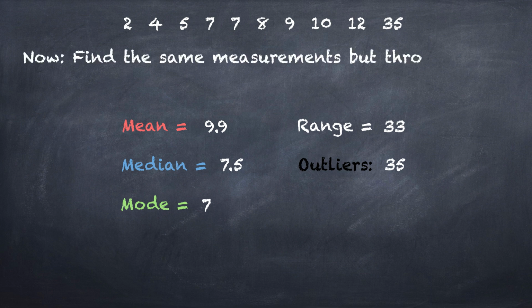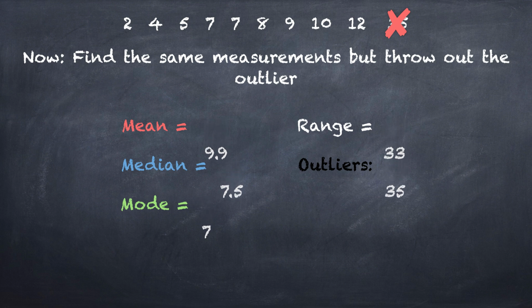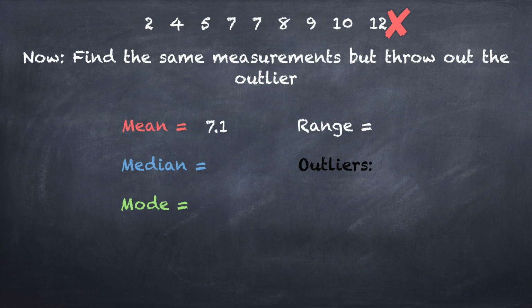So now we're going to find the same measurements, but we're going to throw out the outlier of 35. So you will see how throwing away 35 affects the calculations in the set. So let's get rid of 35, and we're going to do the calculations again. If we add up all those numbers and divide now by 9 for the mean, the mean is going to be 7.1. The median is going to be 7, because now 7 is directly in the middle, and the mode is also going to be 7, and the range will be 10, 12 minus 2, and again, we discarded the outlier.